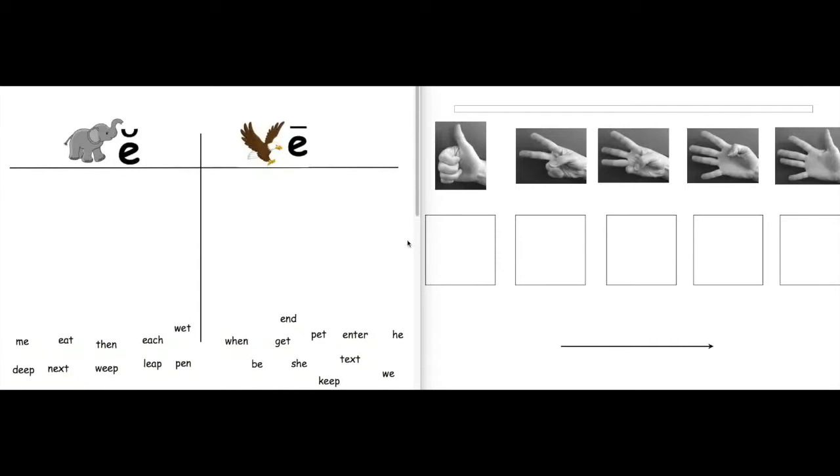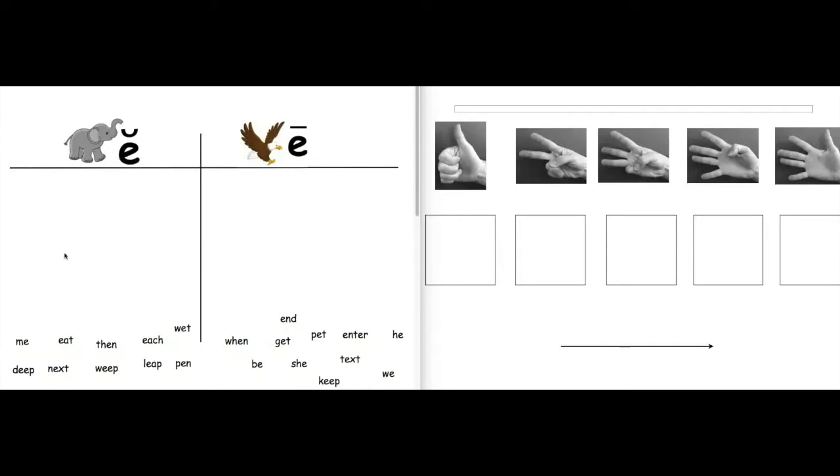Hello, boys and girls. Like we said before, we're looking at the letter E today, and letter E has 2 sounds. There is short E that says elephant. Try that with me. Elephant. Good job. And the other sound is a long E sound, like eagle. Can you try that with me? Eagle.